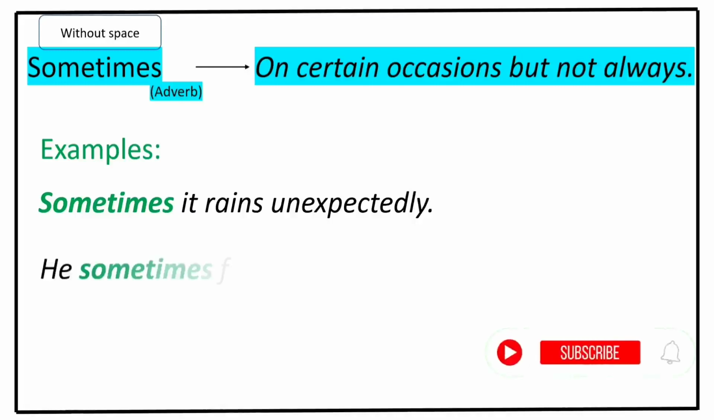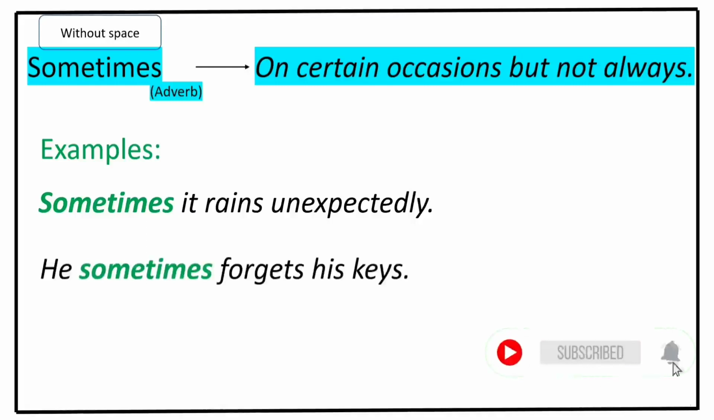He sometimes forgets his keys. Here, "sometimes" implies that the person occasionally forgets their keys. It suggests that forgetting the keys is not a regular phenomenon.